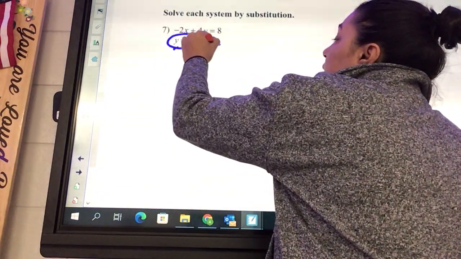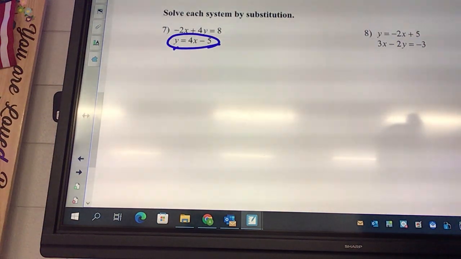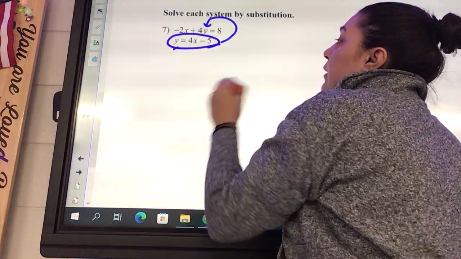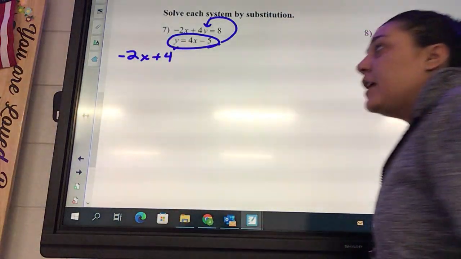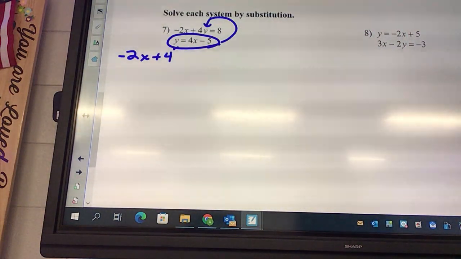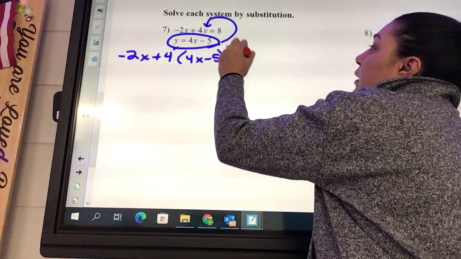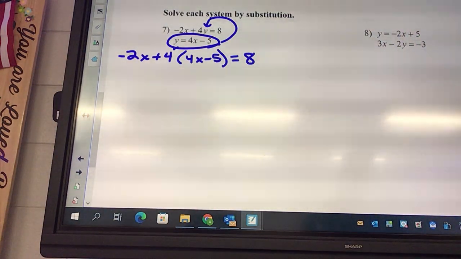You gotta circle it and plug it in where? What are we plugging it in for? Plug it into the other one, but for what? For y, okay, this says y equals. So we're plugging it in up here. So you got negative 2x plus 4, and instead of y, what am I writing? The other equation. Yeah, so 4x minus 5 equals 8.